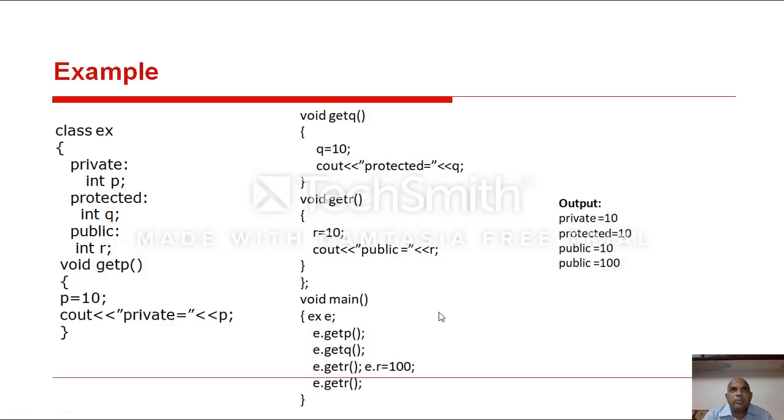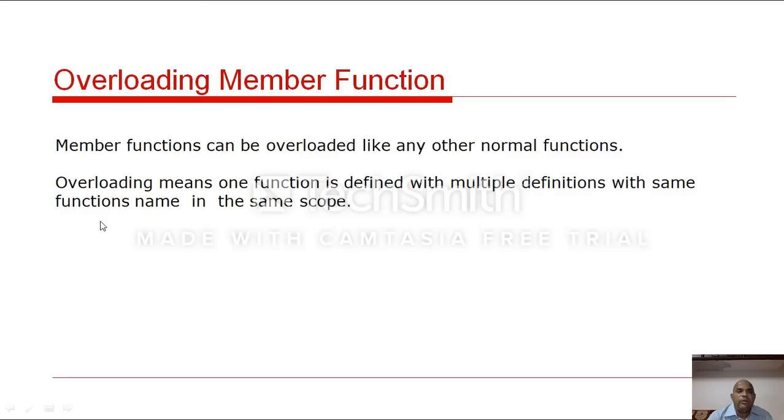Then this is an example program for data hiding. Here private P and integer Q, these are access specifiers. Clear all of you? Then overloading member functions. So this is today's class concept.